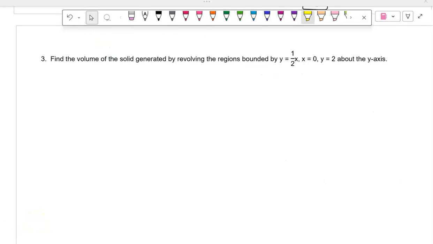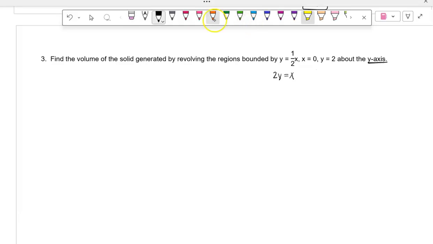In question number 3, we're just doing something a little bit different. We are revolving around the y-axis this time. So we need to know how to graph these. So notice that this is in terms of x, so we're going to have to get this in terms of y. So this would be the same thing as saying 2y equals x. We just multiply the 2 over. And then you've got x equals 0, y equals 2 about the y-axis.